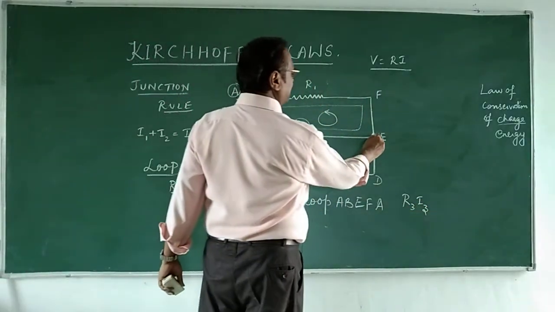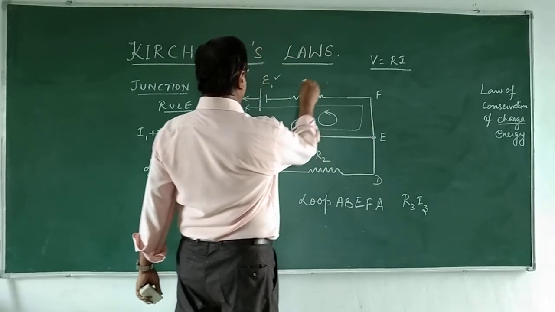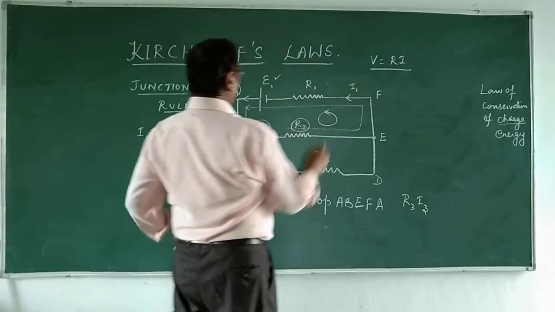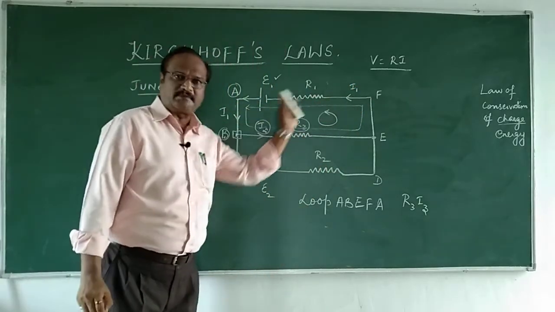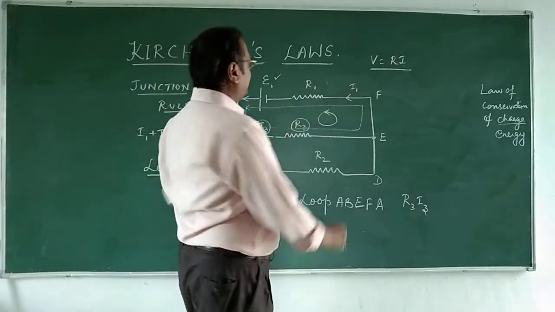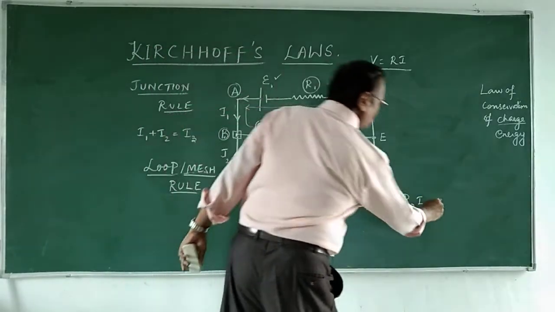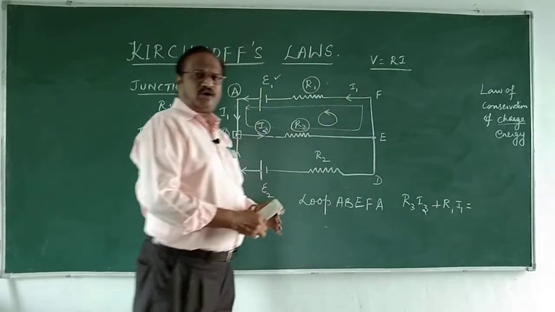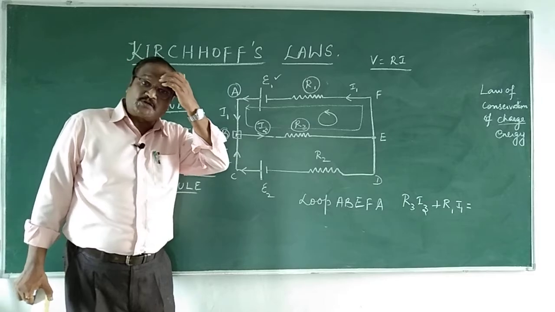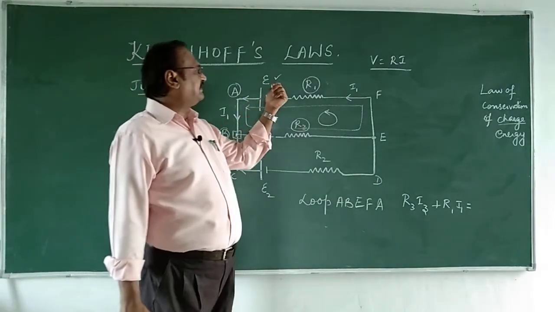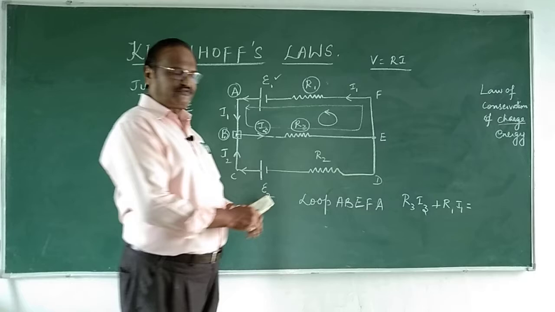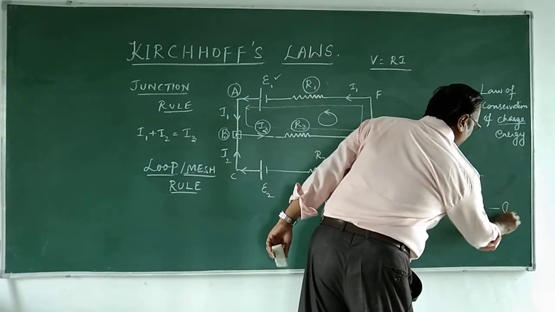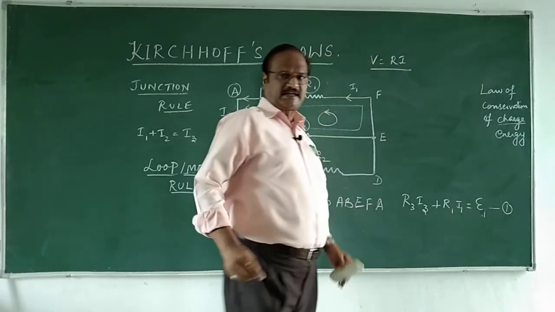And I go further into the loop. I come to R1. This is the current I1, and the same current I1 should come back, because whatever goes out has to come in. So I1 is the current coming in, and the resistance is R1. So plus R1 I1 is equal to what? What is responsible for the current to flow? That is the cell with the EMF epsilon 1. This is equation number 1. Be clear about it.